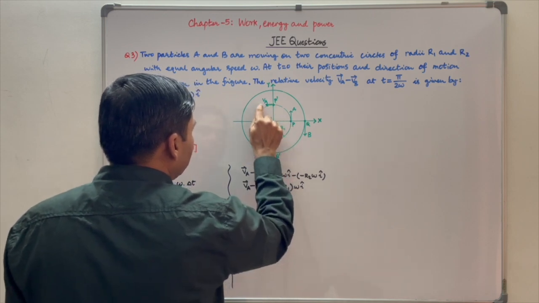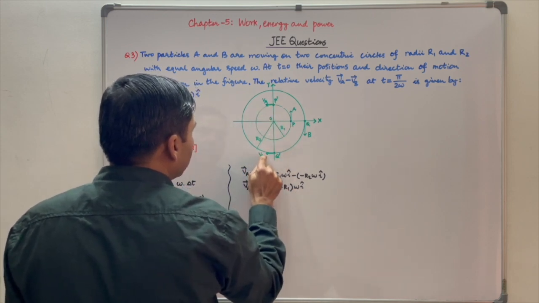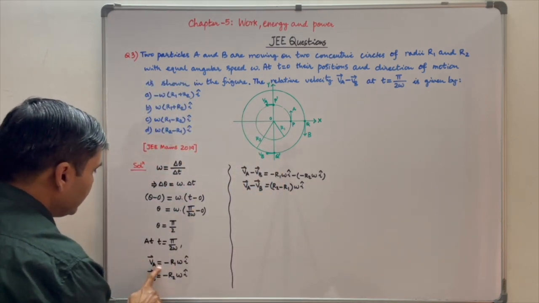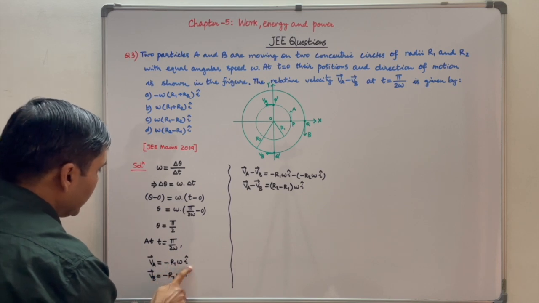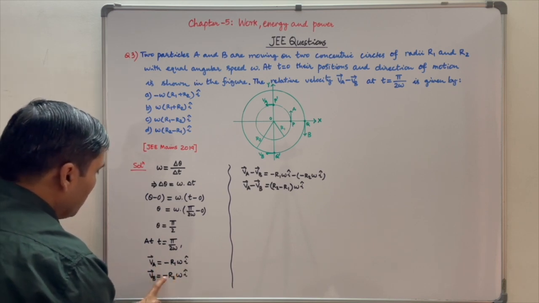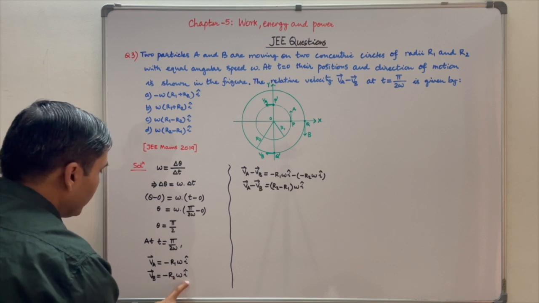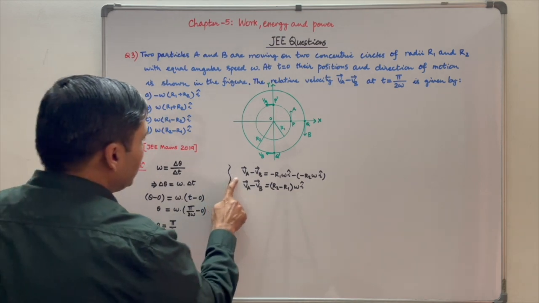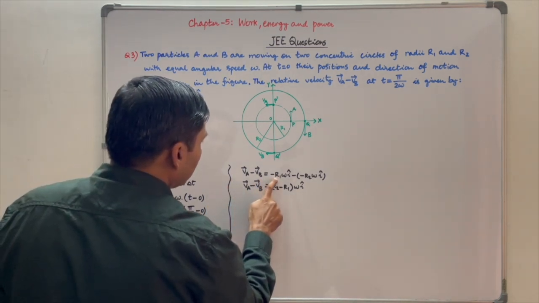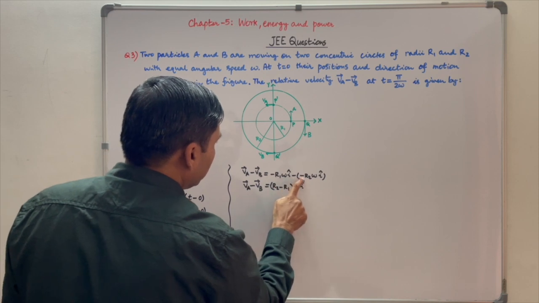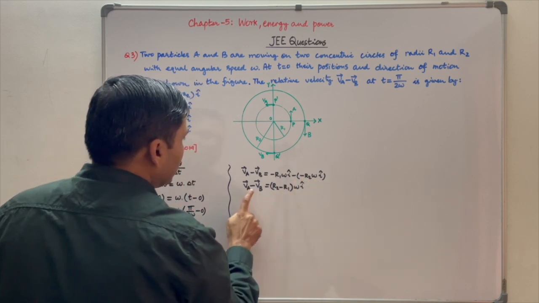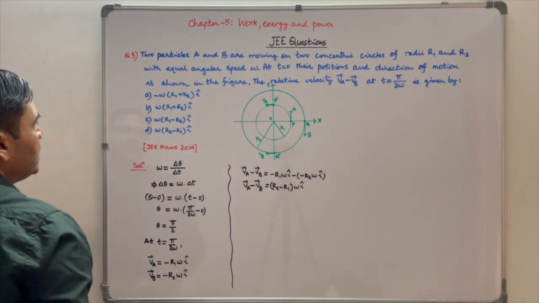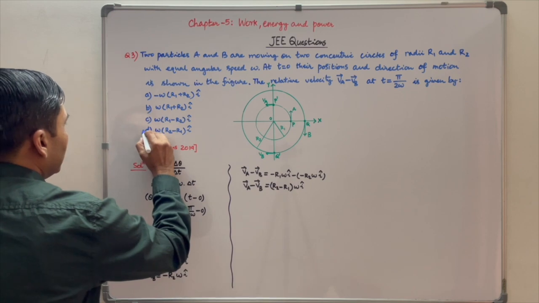Their velocity vectors are Va and Vb. They are in the same directions. So we can write velocity vector Va is equal to minus omega r1 i and Vb is equal to minus omega r2 i. We are using v is equal to r omega. So Va minus Vb is equal to minus R1 omega i minus of minus R2 omega i, and that is R2 minus R1 into omega i. So option D is correct.